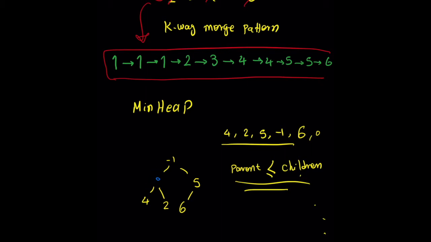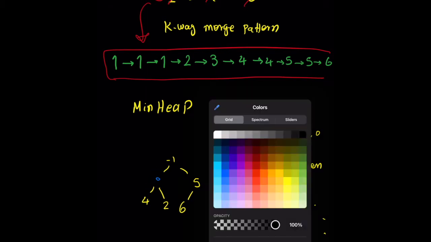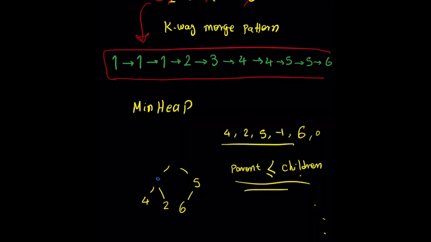Now, what if we pop the root? I mentioned that we only have access to the root. We pop minus 1. Now the root is empty. We have to fill it up. What we can do is replace the root with the last element, or the element at the back of the heap, which is 2 in this case. Now we try to push 2 down to satisfy this condition. So is 2 less than or equal to its children? No. So then what's the smallest child of 2? It's 0. So we swap them.